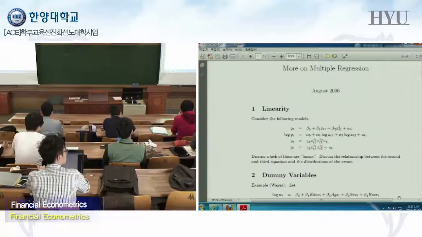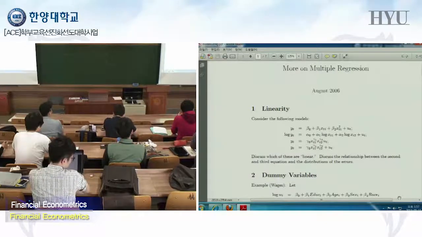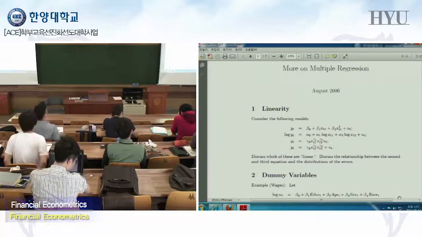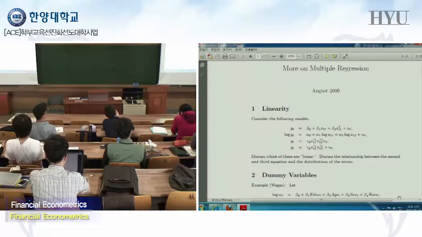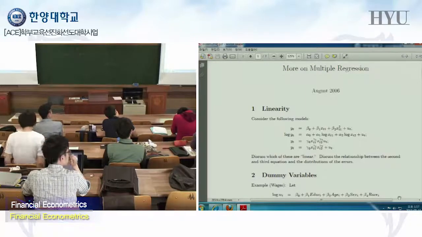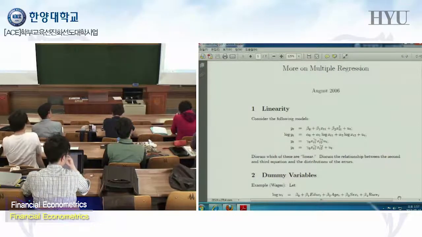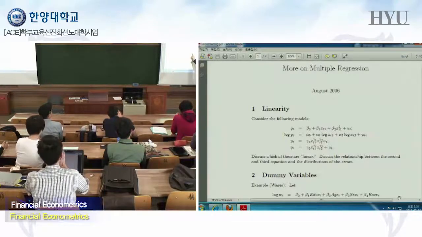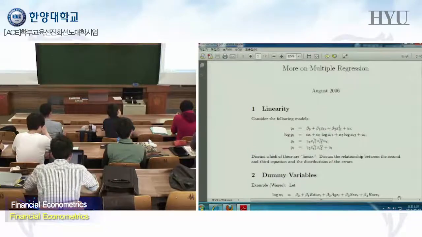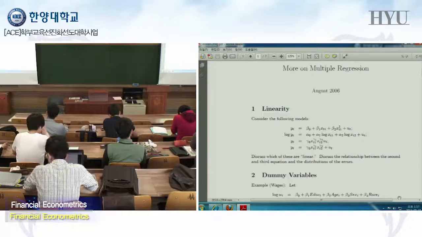The third one: y_t = γ0 x_t1^γ1 x_t2^γ2 u_t. This type of function is very popularly used in economics. Of course, this one is a non-linear model. But again, if we take the log of each side, the third equation becomes the second one. So even though the third equation is not linear, we can still use a linear model to estimate it.